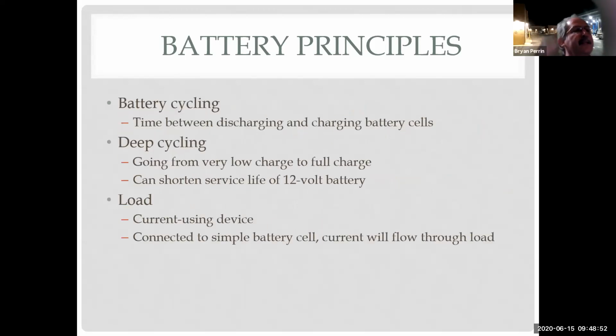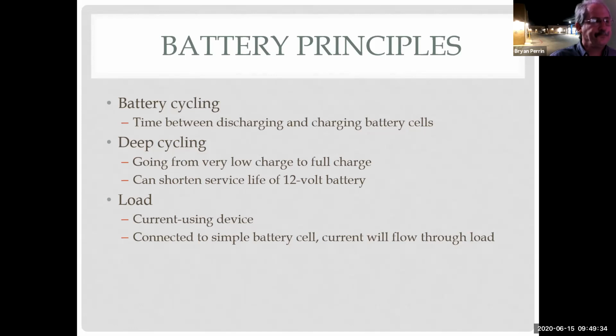So, battery cycling: the time between discharging and charging battery cells. This is important, because different batteries have different rates. For example, some batteries are made to be slightly discharged and then filled back up, slightly discharged and filled back up. Other batteries are made to be drained almost completely and filled back up. If I do a full drain and a full recharge with a battery that's not designed to do that, I'll destroy the battery doing that just a couple times, maybe even just once.